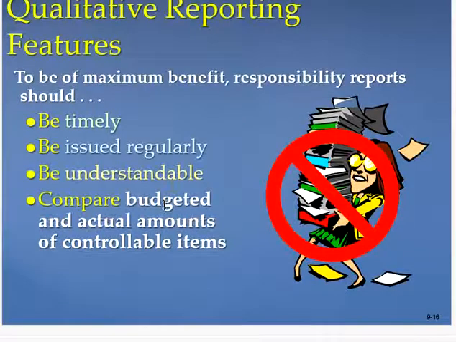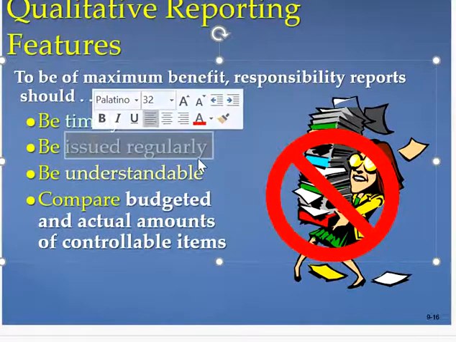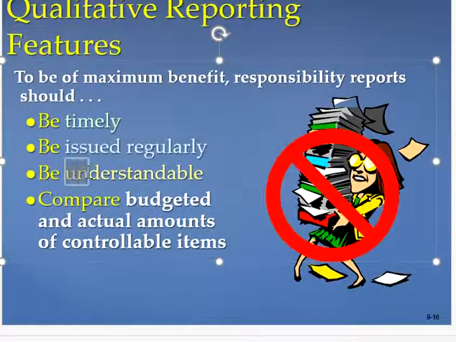Now, qualitative reporting is important for responsibility accounting. If you want to get maximum benefit from reporting, you need to have those reports available on time, regularly issued, every month, every quarter, right? They should be simple so that they are understandable to all managers, and compare budgeted with actual amounts of controllable items. If these criteria are there, then we'll have a good quality responsibility accounting system.